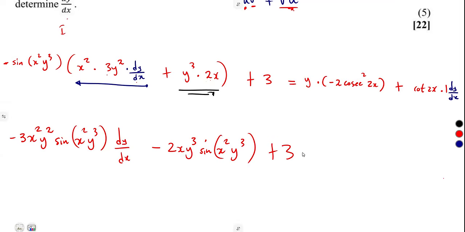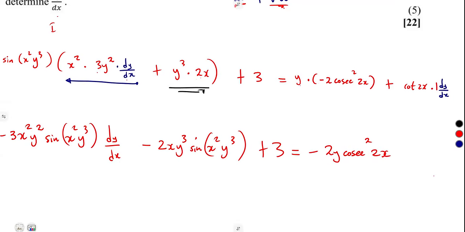All right, so that's equal to, on the other hand, simplify again. So here, if we multiply this, that's negative times y, which is negative 2y cosec squared 2x. Then cot 2x times dy/dx. So that's plus cot of 2x dy/dx, like this. So this is what you're simply going to have.